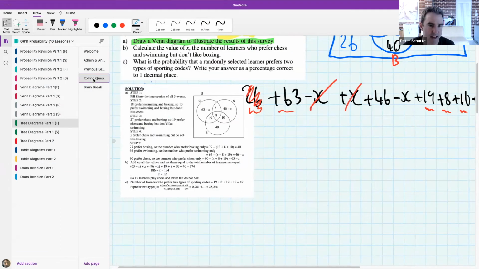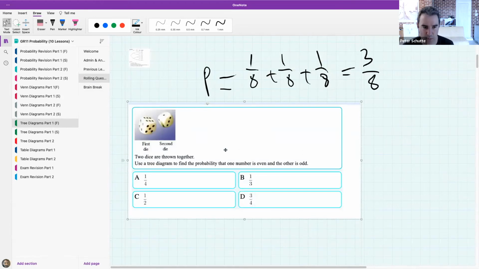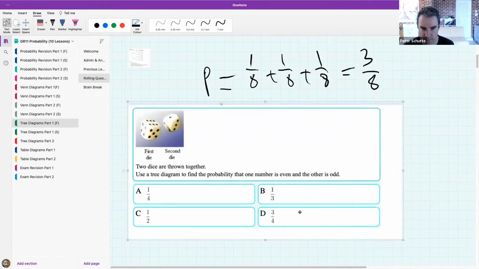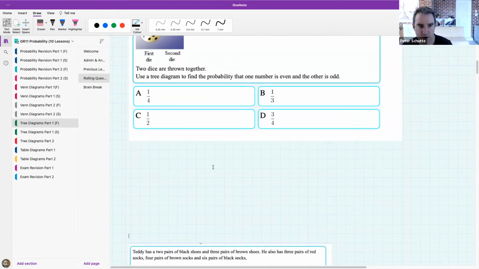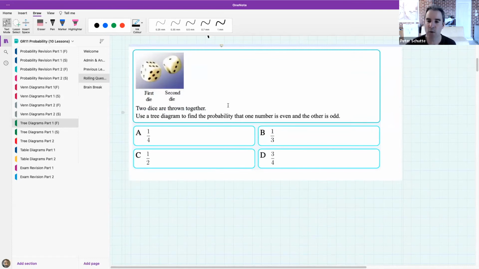So let's do this as a multiple choice question together now. 2 dice are thrown together, and I'll show you how we represent that with a tree diagram. What we're interested in for this question is you need to find the probability that one number is even and the other number is odd. So whenever you throw a dice, let's say dice 1 and dice 2, here's the first one. There's only 2 possibilities. There's going to be even, so 2, 4, and 6, or odd.